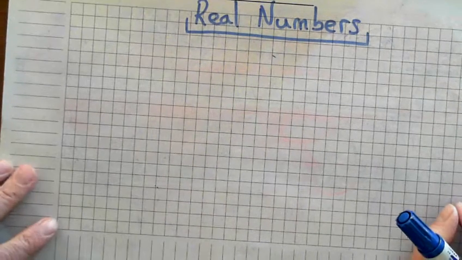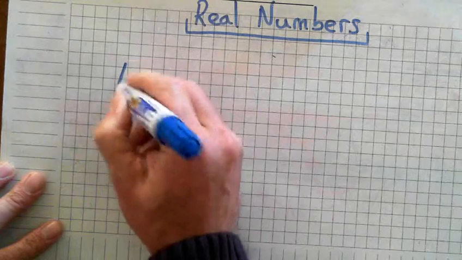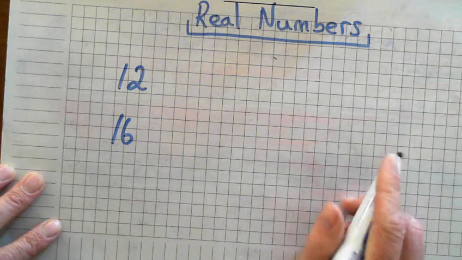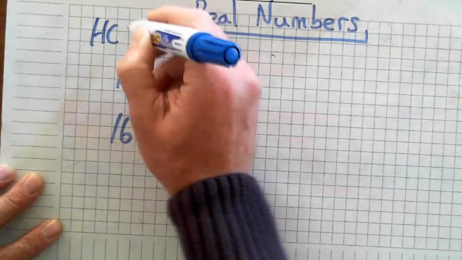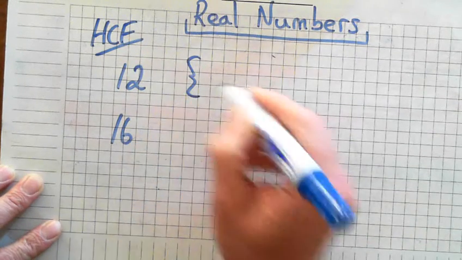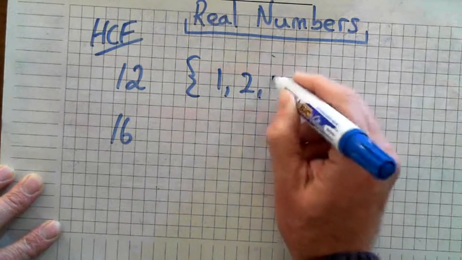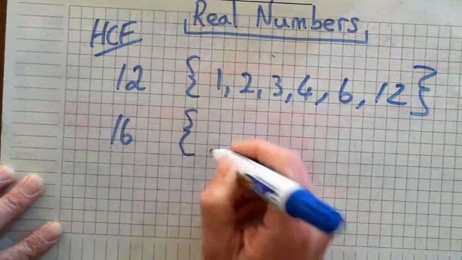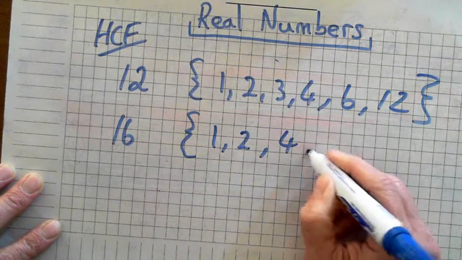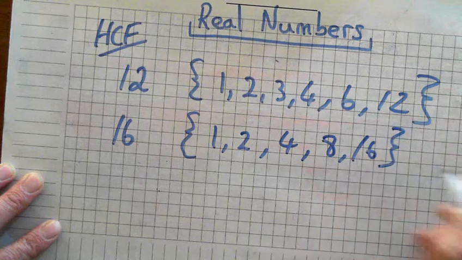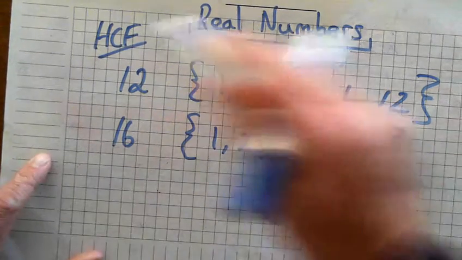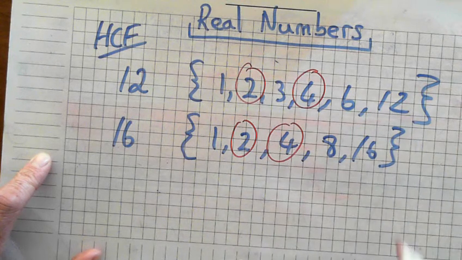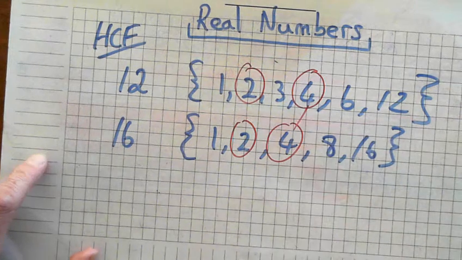Alright, go back to highest common factor. What's the highest common factor of 12 and 16? So you wrote out all the factors of 12: 1, 2, 3, 4, 6 and 12. You wrote out all the factors of 16: 1, 2, 4, 8 and 16. And you looked at the common factors first of all. Which one is the highest common factor? 4. 4 is the highest common factor.